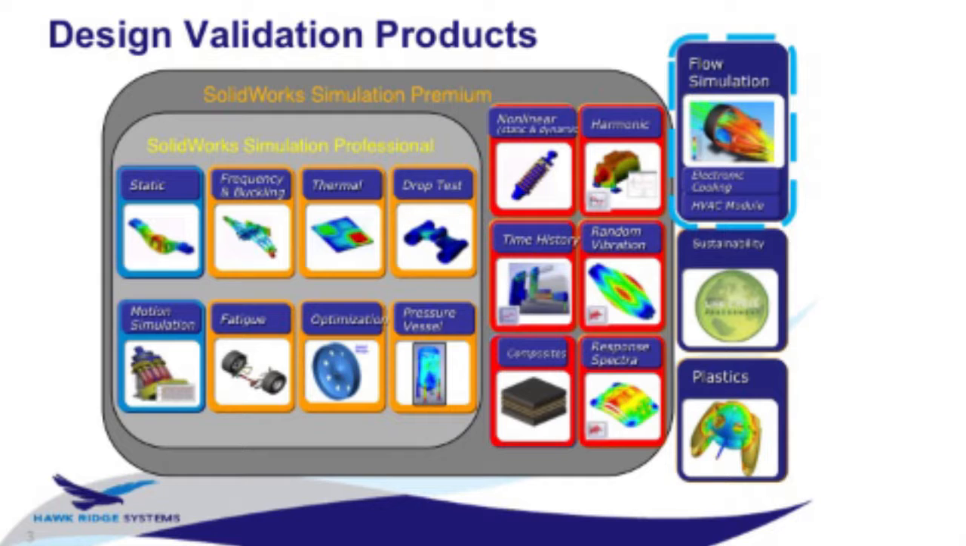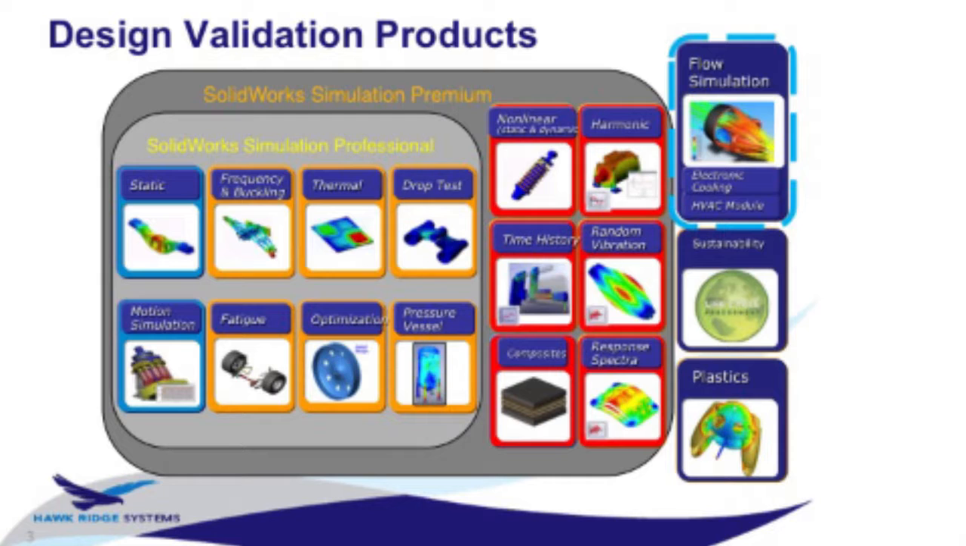Right. And the next level up is the highest level of our structural analysis, which is Simulation Premium, and this gives us the nonlinear model types. So we now can take a look at the plastic range of a material type. We can get more advanced plots in terms of our harmonic studies, where we can see the response of how things are going to be displacing and stressing at a certain frequency level.